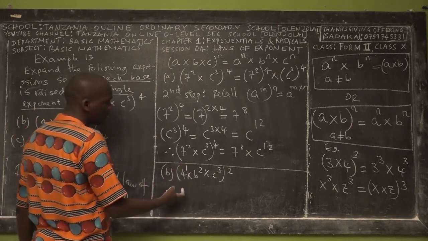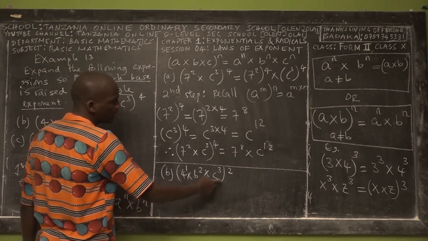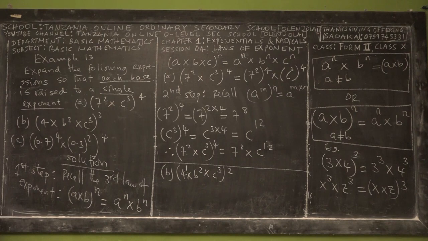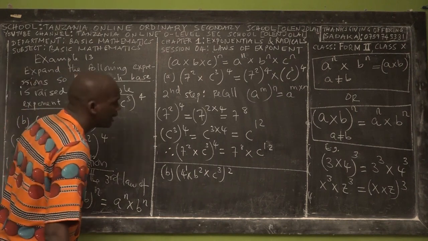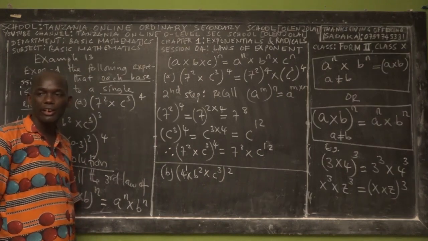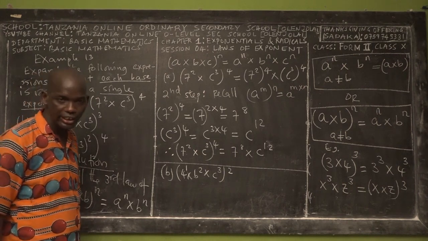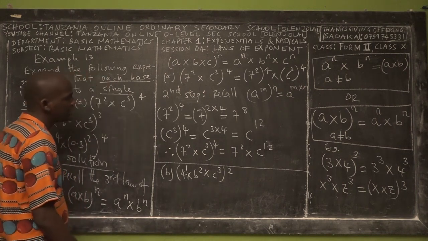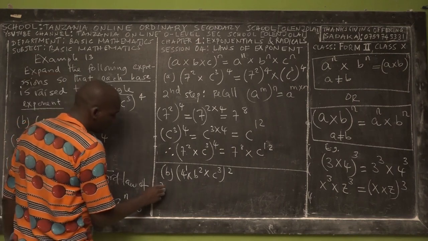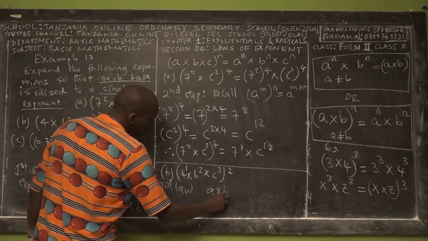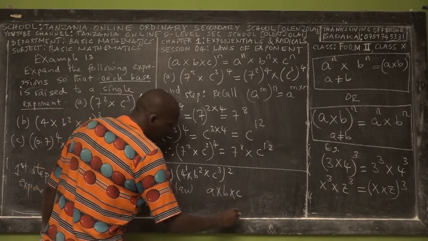So how many exponents do you have? 3: 1, 2, 3. But all of them have an external exponent of 2. How many laws are we going to apply? 2 laws. Third law and second law. Yes. How are we going to apply the third law? How does the third law state? A times b times c.